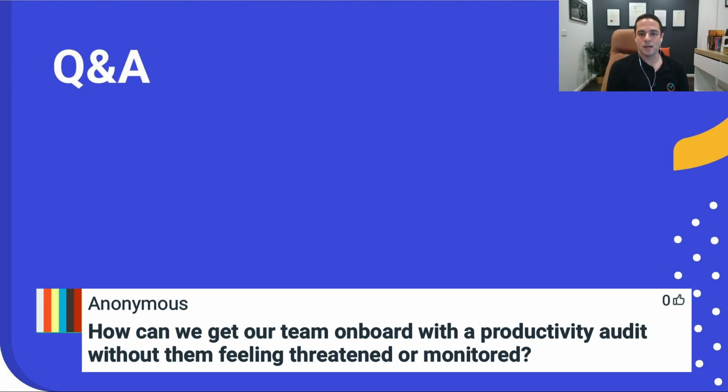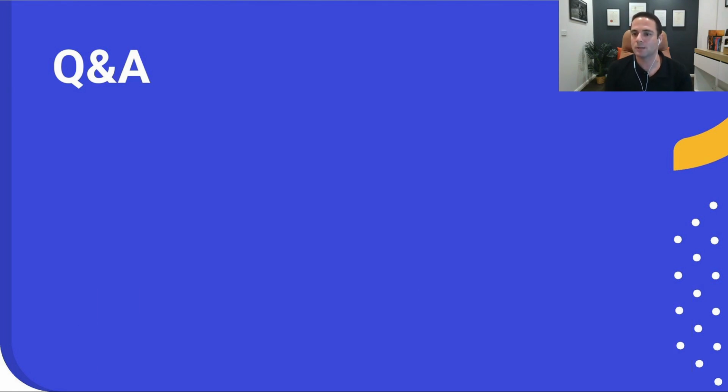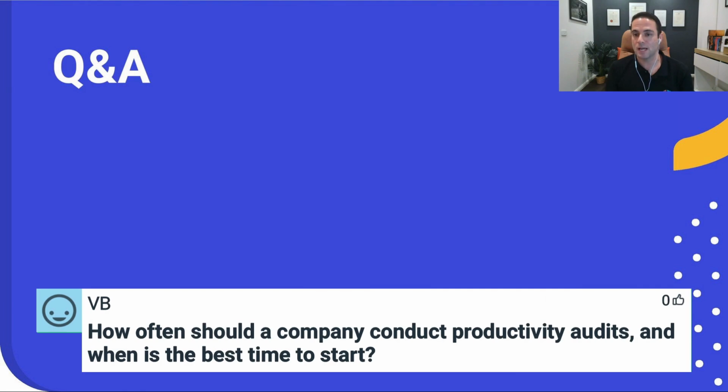I have another question listed here. It is, how often should a company complete productivity audits, and when's the best time to start? We generally recommend at least twice a year, sometimes annual. But it really depends on the industry and the dynamic nature of that.